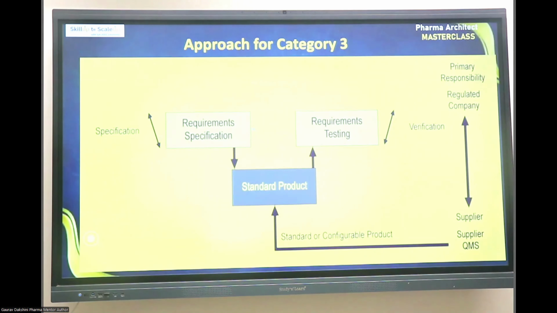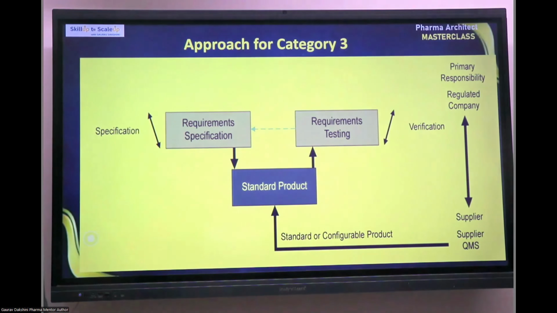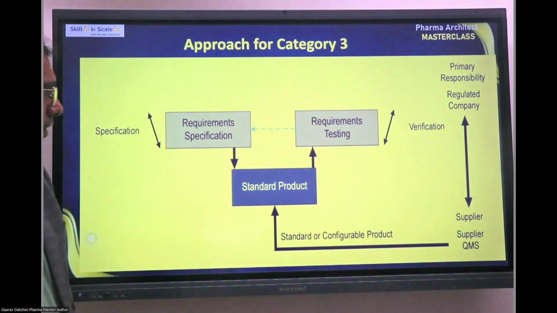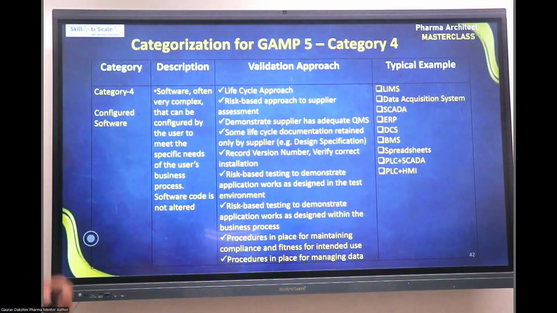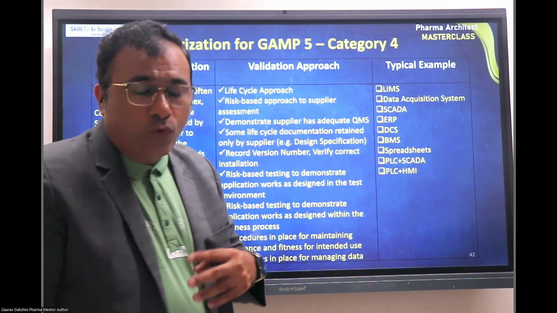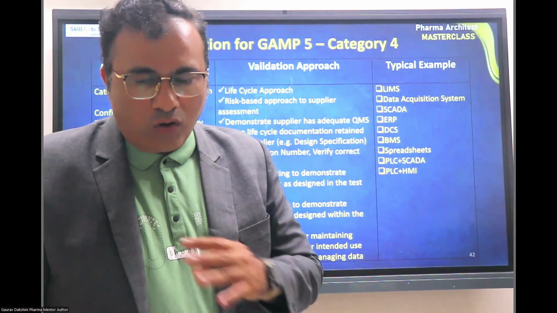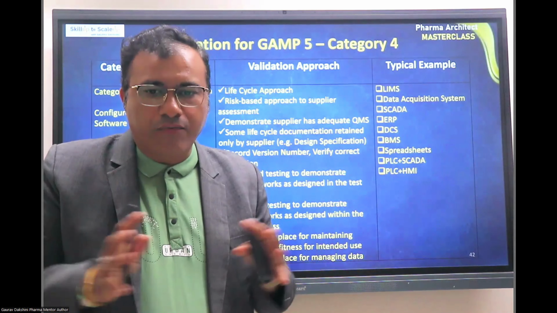What about category 4? So this is one, let's say, the chart. So they talk about the requirement, they talk about the product, they talk about the requirement testing, and then they will go. Now, what about category 4? Category 4 is very detailed because it's all configurable. All the systems like PLC, SCADA, your DCS, all the systems which are configurable.